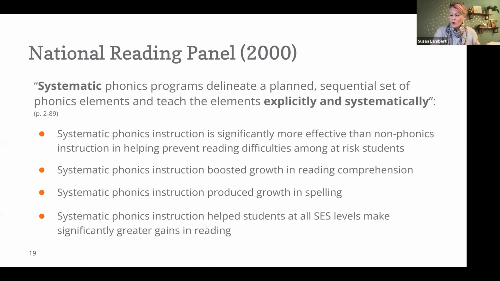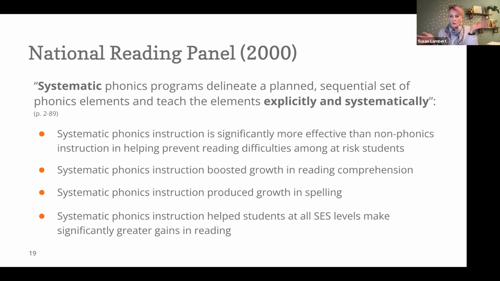And it's important that we go back there. We reference the National Reading Panel a lot, and they even had something to say about the kind of phonics instruction you should use. So they talk a lot about systematic and explicit phonics. And what they say is systematic phonics programs have a planned sequential set. They teach them explicitly and they teach them systematically.